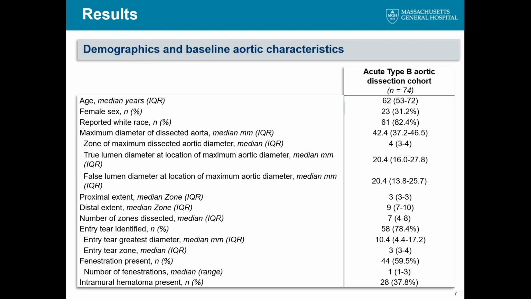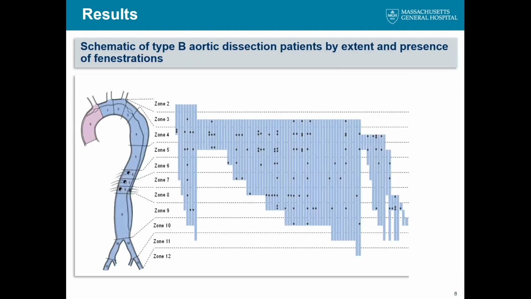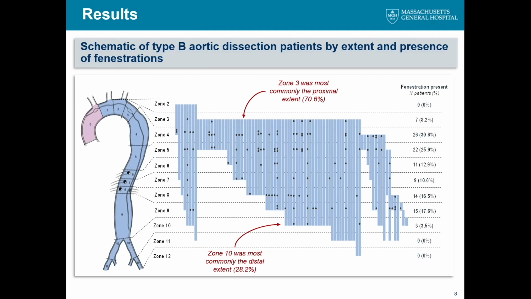Fenestrations were found in nearly 60% of patients, and were most common in zones 4, 5, and 9, but were observed throughout zones 3 to 10. Depicting this schematically, this maps out every patient in this acute cohort with the extent of dissection depicted in blue and fenestrations depicted in black circles. Zone 3 was most commonly the proximal extent. Zone 10 was most commonly the distal extent. And again, this shows the map of the fenestrations, and you can see that they're present throughout zones 3 to 10.